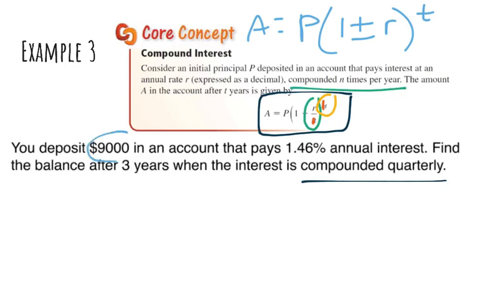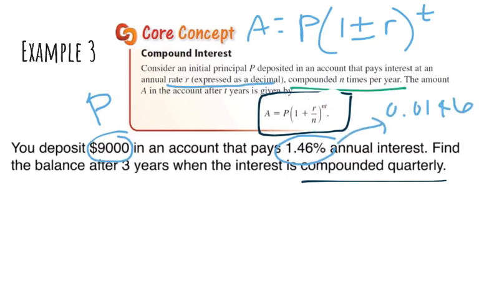Alright, so let's just identify what number will go to each letter. If you deposit $9,000 in an account, that's P, the principal amount that you're starting with. If it pays 1.46% annual interest, that's going to be R as a decimal. Notice up here it says as a decimal. Let's just right now convert that to a decimal. Okay, and then I'm wondering what is the balance after 3 years? Years would be T, my time, so T is going to be 3. And we already talked about that if it's compounded quarterly, that means that N is going to be 4.